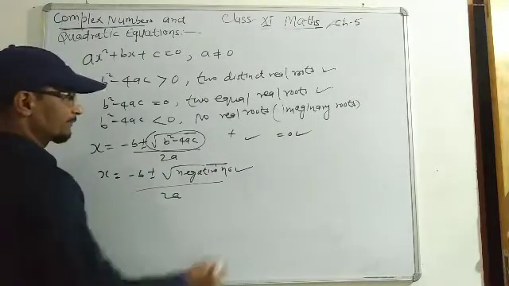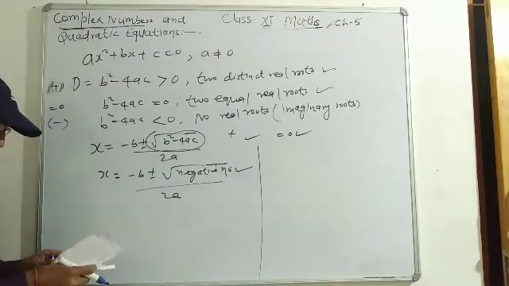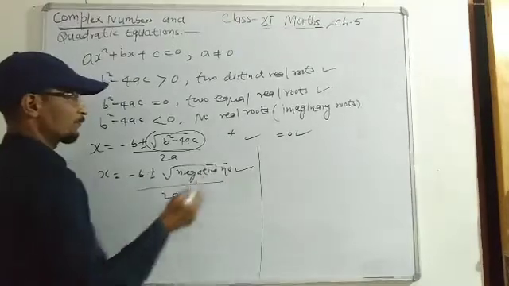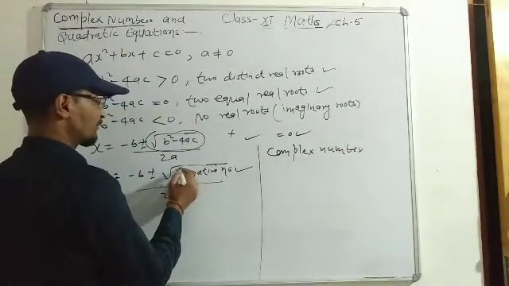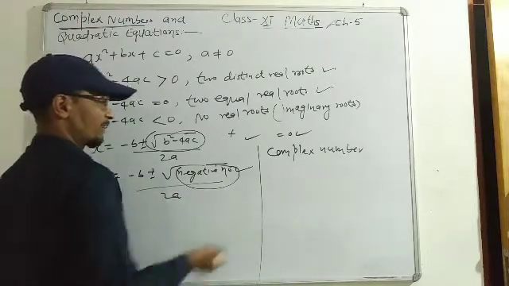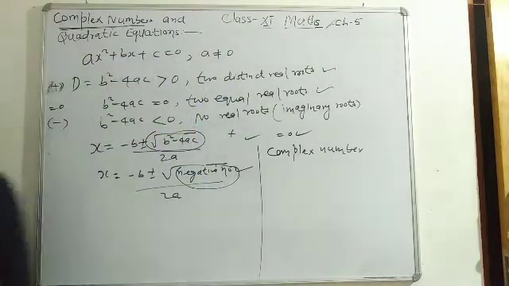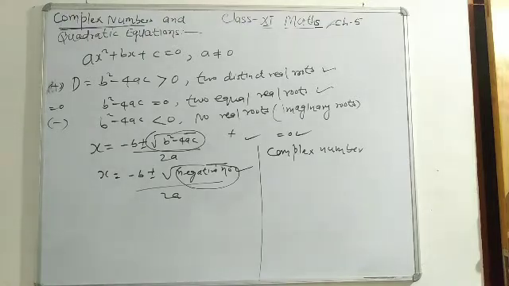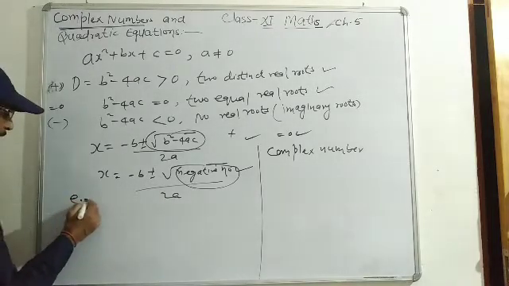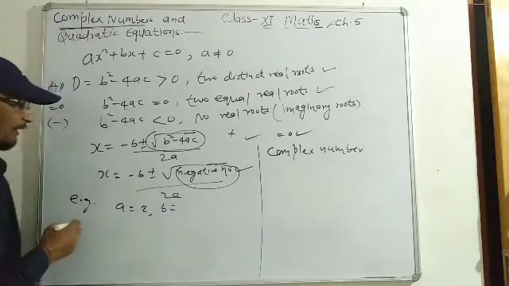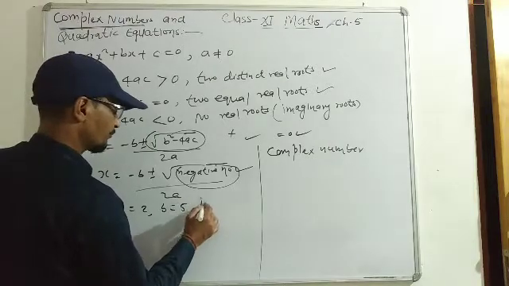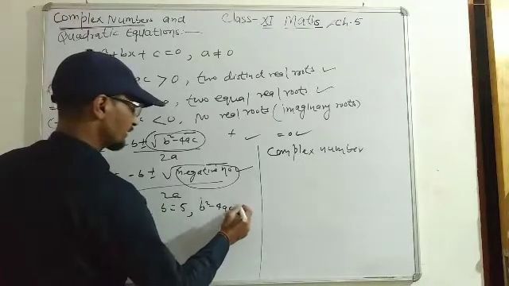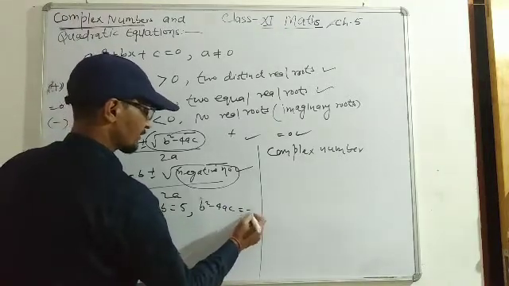Now let us identify what a complex number is. A complex number means an imaginary number used to handle negative numbers under the root. We will take some examples for complex numbers. Suppose the value of a is 2 and b is 5, and b square minus 4ac equals a negative number, suppose minus 4.